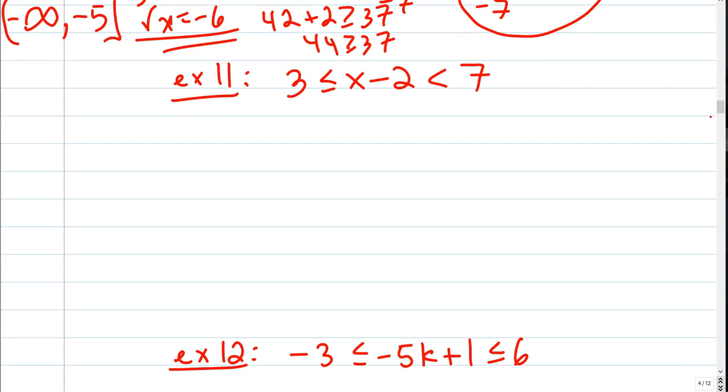This is a compound inequality. The book will show you to split this. I don't recommend that. I find students make more mistakes that way. So here's what I would do. What's happening to the x is it's being subtracted by 2. So we will add 2.